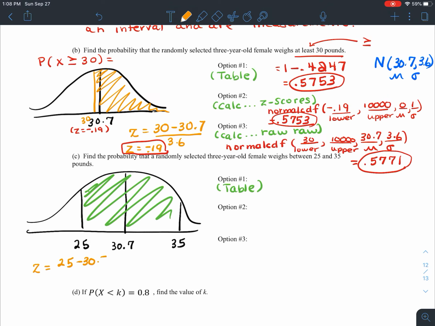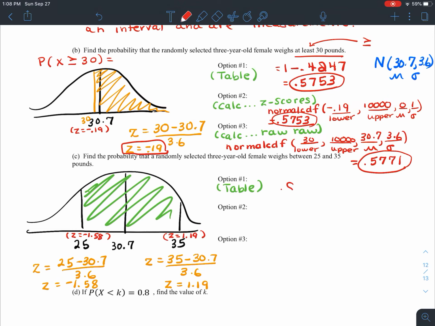So again, option 1 is to use the table. If we're going to use the table feature, we then would go ahead and convert each of the raw data values into z-scores. You have to have things in terms of z-scores if you are using the table. So I'm going to change 25 and I'm going to change 35 into z-scores. That makes the left z-score negative 1.58 and the right z-score 1.19. I'm going to go ahead and just squeeze those right in here on the graph so that we can see those lower and upper boundaries.